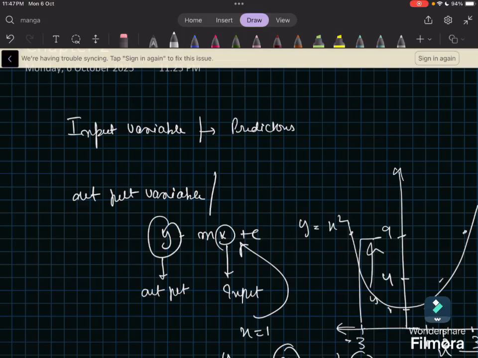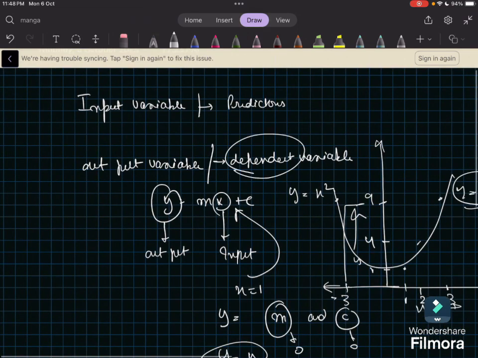Our output variable is also called a dependent variable. Because this output variable is dependent on the input, so it is called dependent, and this becomes independent.